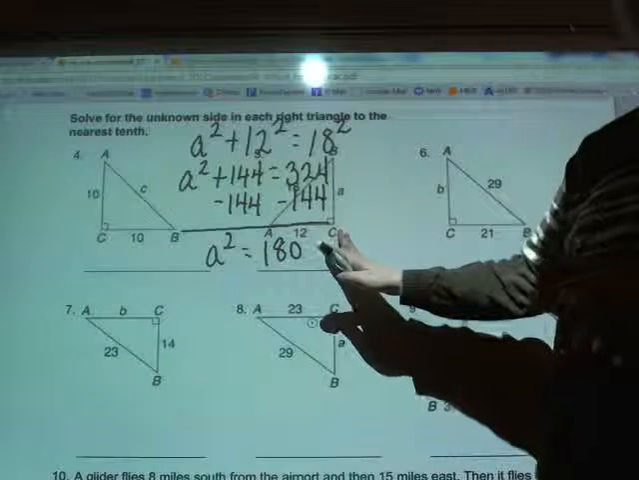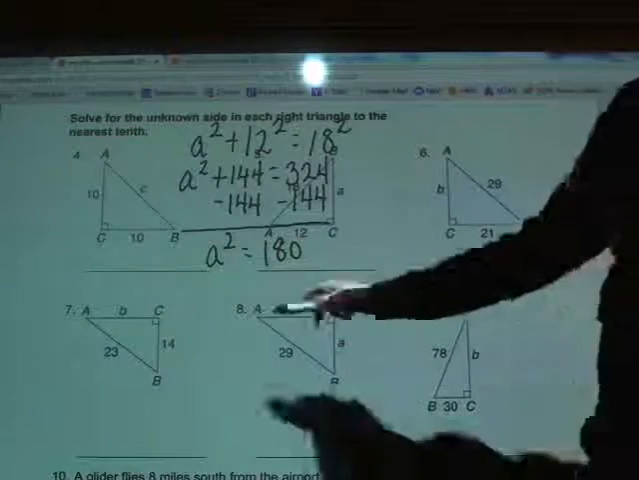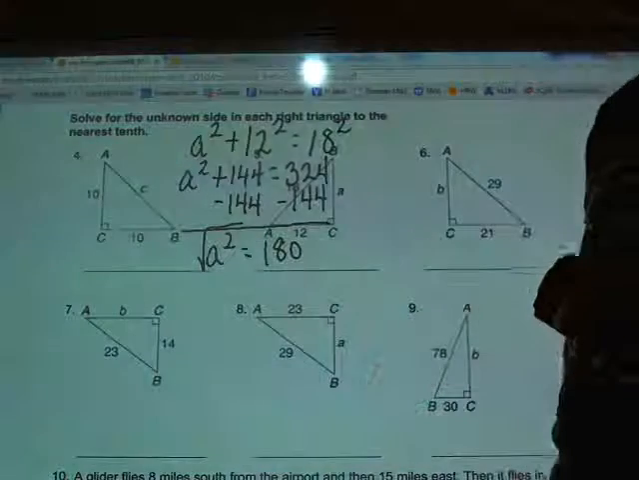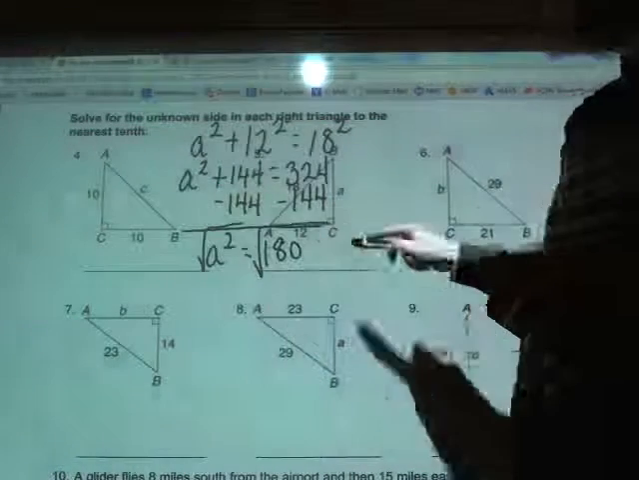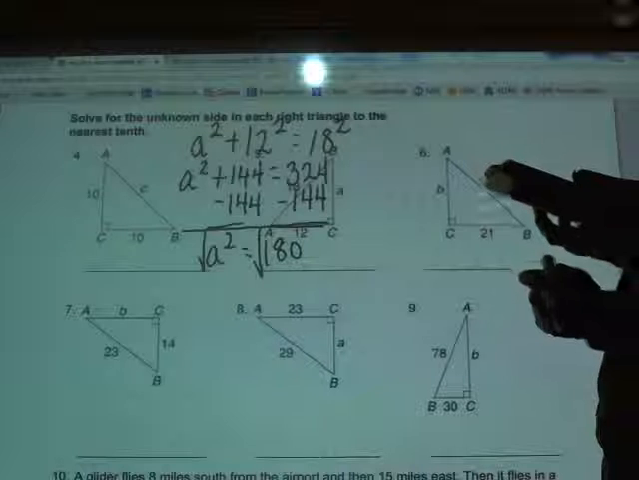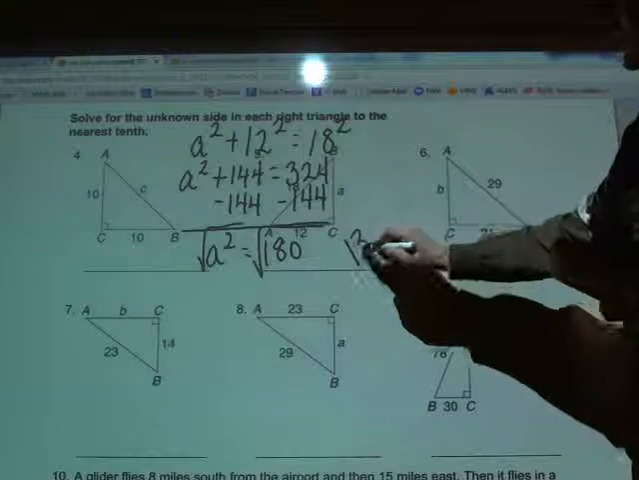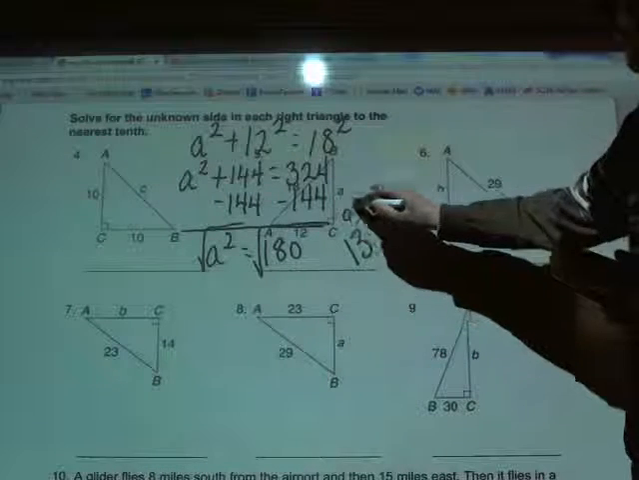The side that's missing on the triangle is labeled a. So to undo that square, I'm going to do its opposite, square root. And again, if I have to do it on that side of the equation, I have to do it on the other. So the square root of 180 is what a is going to equal. When I do the square root of 180, the result is 13.416408786. Since my directions say to round to the nearest tenth, I'm going to write 13.4.